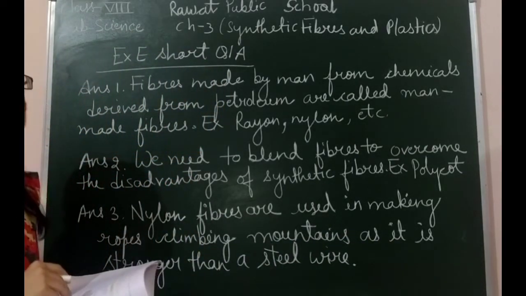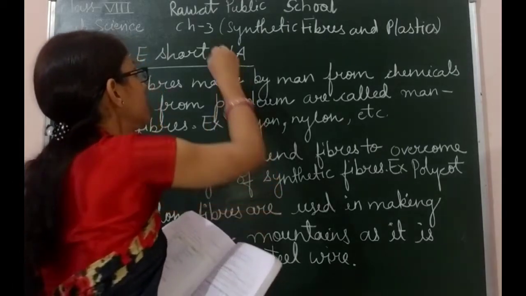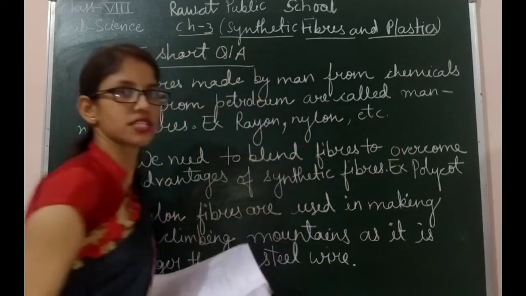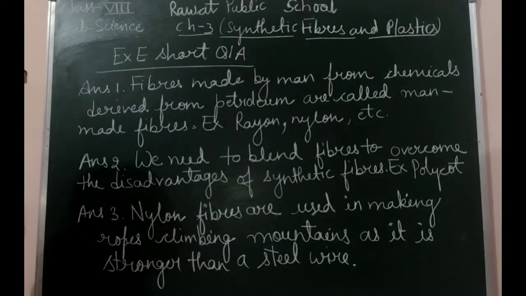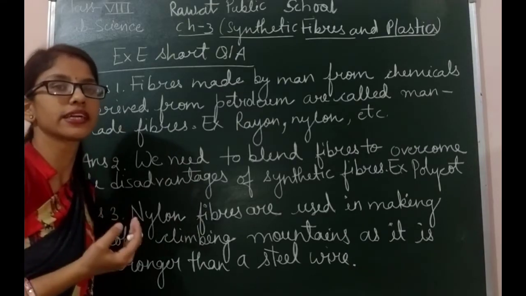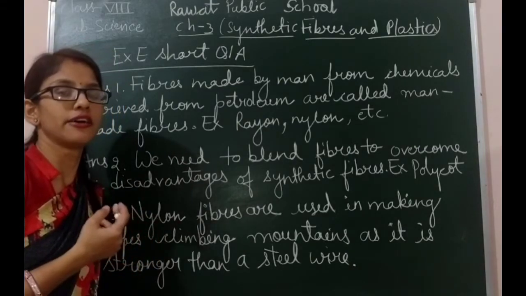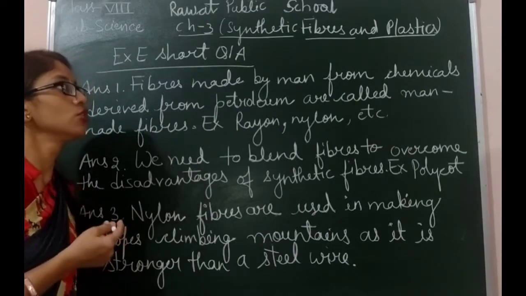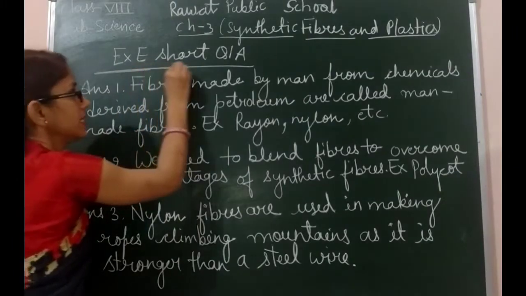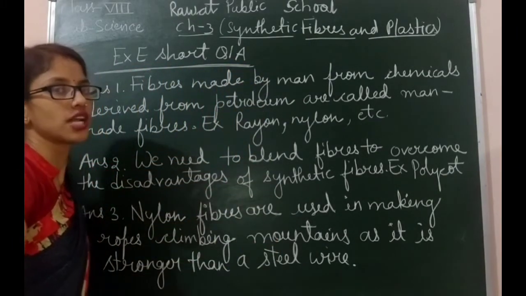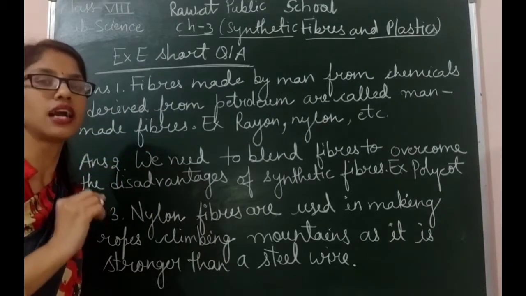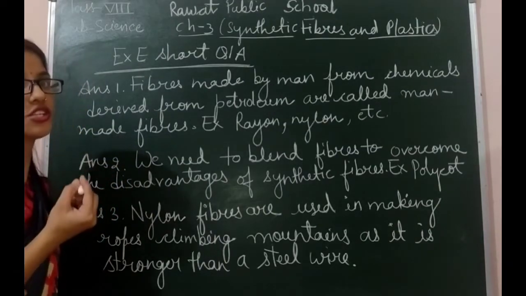So as we have completed our chapter number 3, synthetic fibers and plastics. In our previous class we have done exercise question answers, that is tick the correct option, true, false, matchups and the fill in the blanks. So today in continuation of that, we will do exercise E, that is short question answers of this chapter 3. Here students, you have to write the answers of these questions in short.